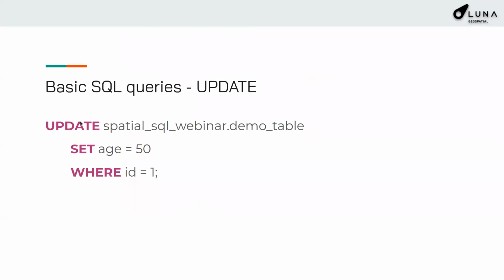So to do that, we use update. We use update, and again, we're stating the same table, Spatial SQL webinar.demo table, and we're going to use the set clause. We're going to set the age equals 50. Now, we don't want to do that to everyone. If we stopped here, if we just ran the update and the set, we would change everybody's age to 50, and we'd screw up our whole database, and somebody would be very, very mad at us. So we add the where clause. We say only set it to 50 where the ID equals 1.